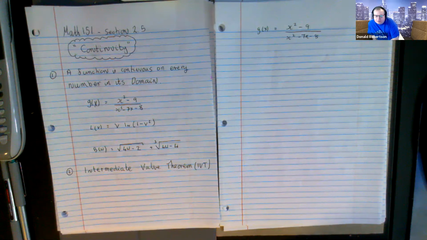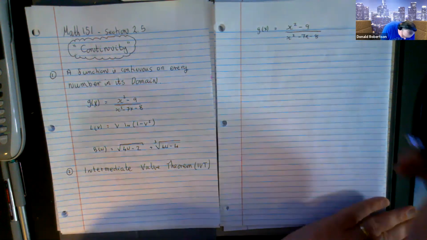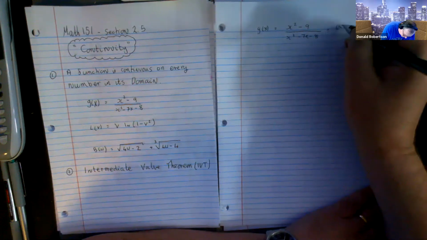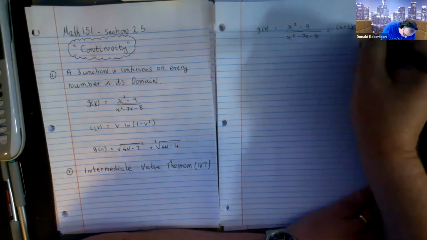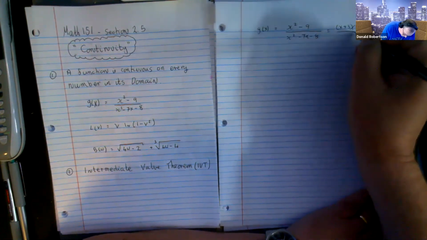All right, let's look at a rational function. Rational functions have problems when the bottom is 0. Agreed? That's where the problems happen. And a function's not going to be continuous if you end up getting a 0 in the bottom when you try and use it. So all I'm going to do here is factor this, just to make it a little bit clearer.